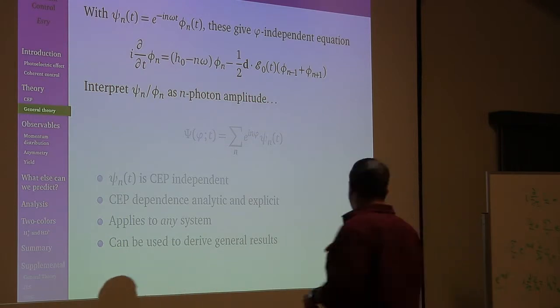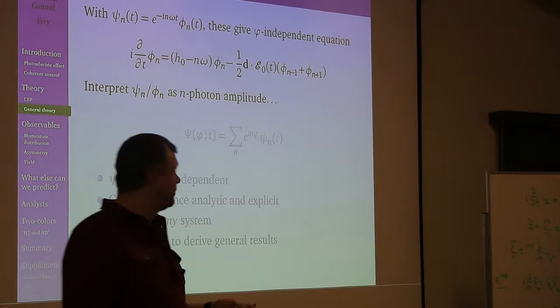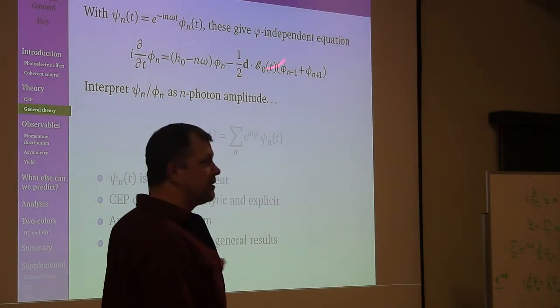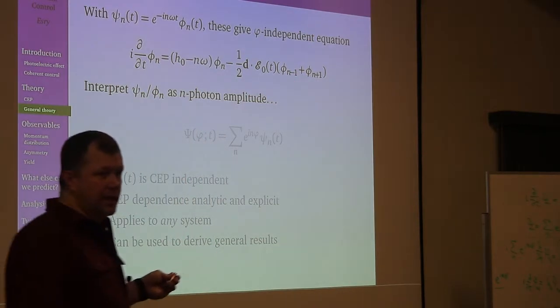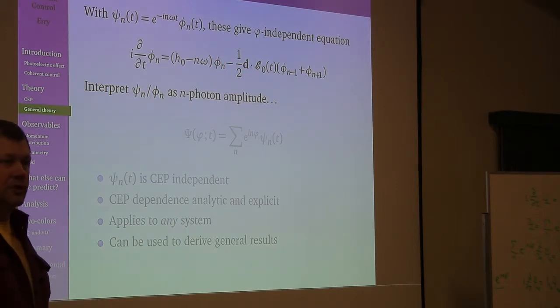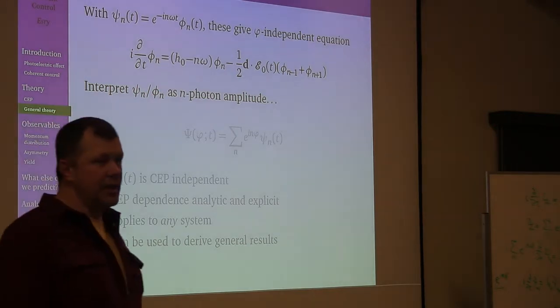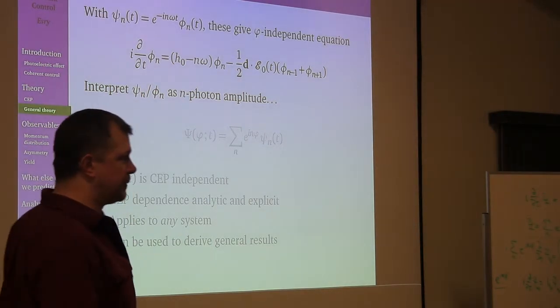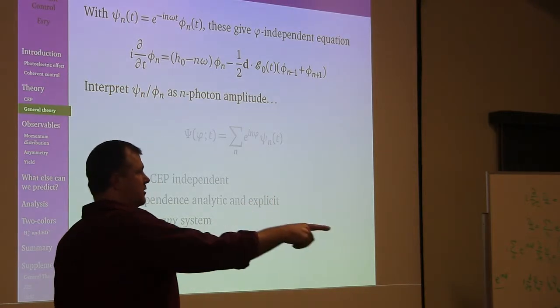Now, because of this equation, and by the way, I will point out that if there is no envelope, this is the Floquet equation. If E naught is constant in time, this is the Floquet equation. And there's one way that we can make the connection that n is really the number of photons. Okay? There's one way that we can make the interpretation that psi n or phi n is an n-photon amplitude. Okay? Was there another question back there? Okay, there's one up here.